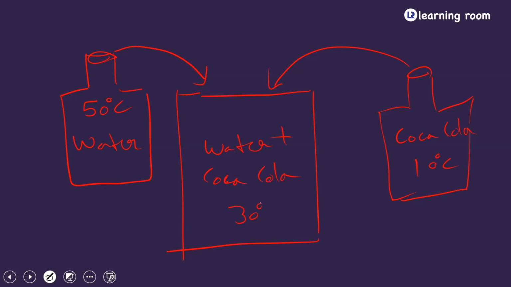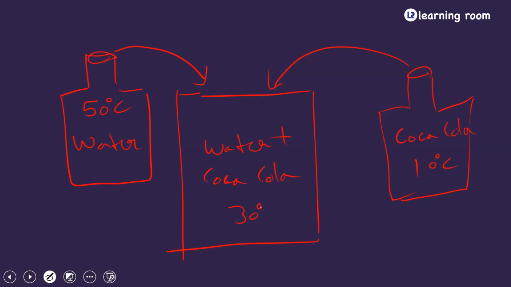Yeah, it's 30 degrees centigrade. Okay, it falls exactly in the middle. So what is happening to the water here? Water was before at 50 degrees, but now water is at 30 degrees. So water has cooled down. What happened to Coca-Cola? It was at 10 degrees. Now it has 30 degrees. So Coca-Cola has heated up. So that is basically the idea.